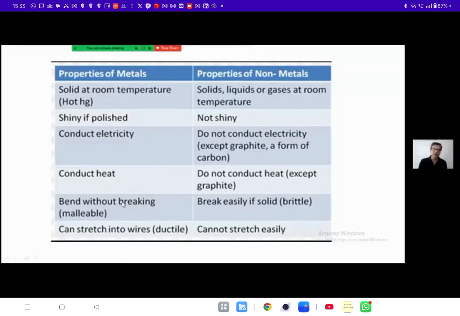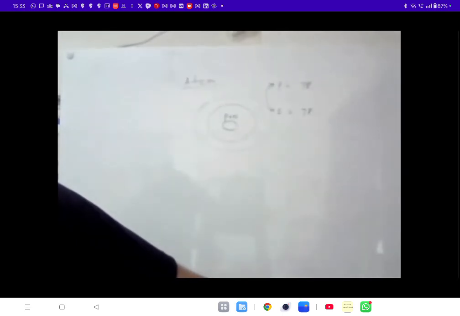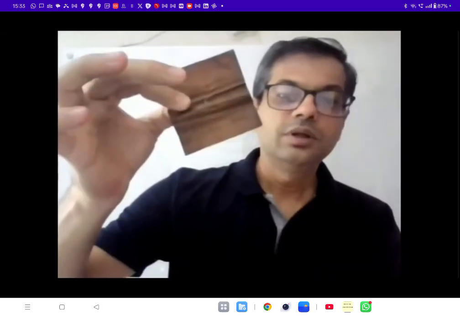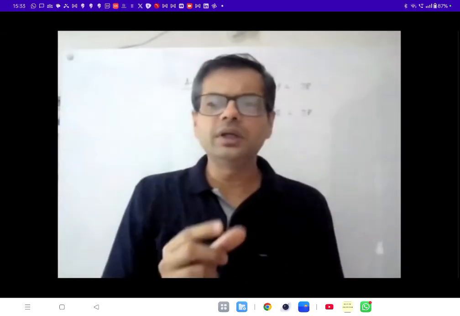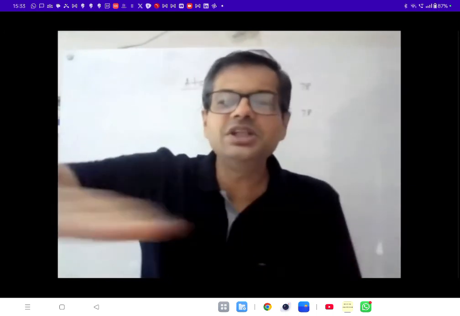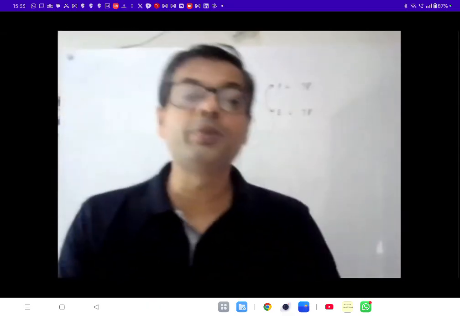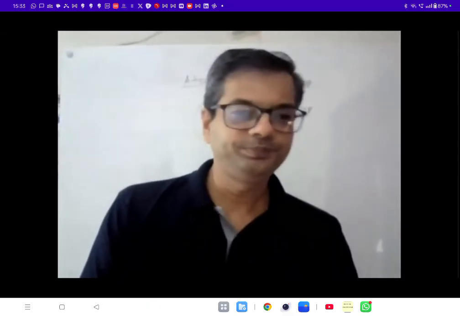Metals can bend without breaking, which means you can hammer them and make sheets out of them, but non-metals cannot be. And you can stretch metals into wires, but with non-metals that is not possible. And that's why this copper sheet is there. Now you can take a metal cube, hammer it and make a sheet. But you cannot take material like chalk, hammer it and get a thin sheet of chalk. That's not going to work. You will get powder of that, but not a thin sheet. This property is called malleability.